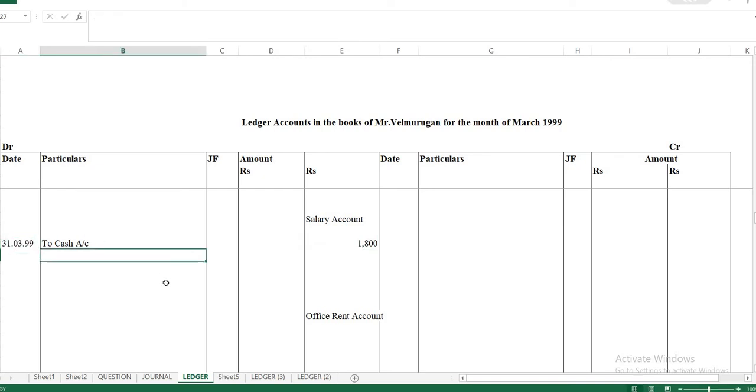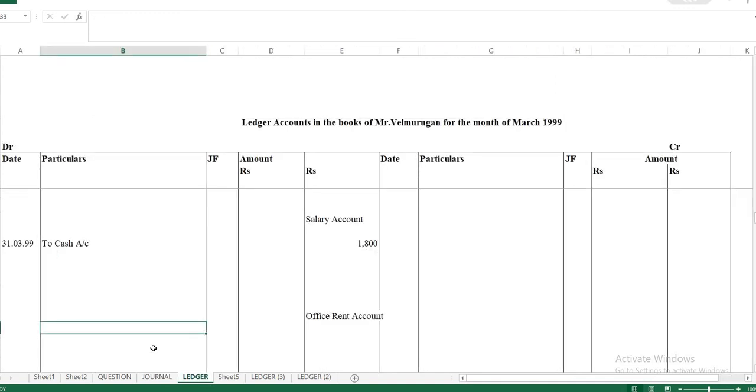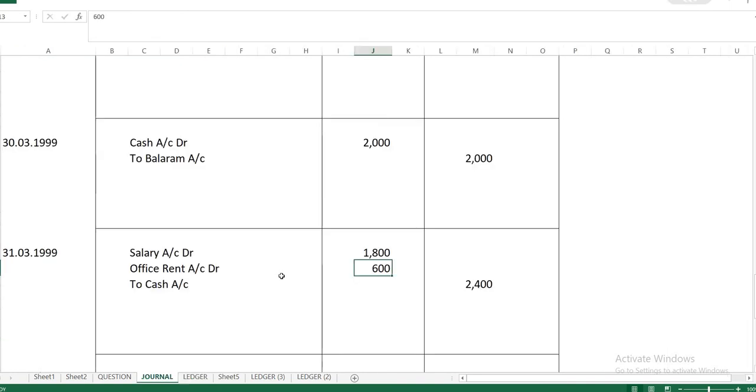Okay, now office rent account la again to cash account but with 600 rupees. So office rent la again to cash account with rupees 600. Date is same date, 31/3/99. Okay, so now moving to the cash account la buy salary account, buy office rent account.